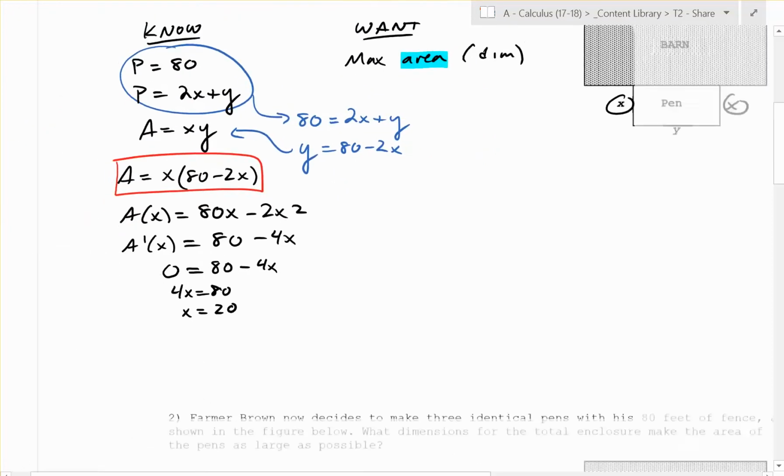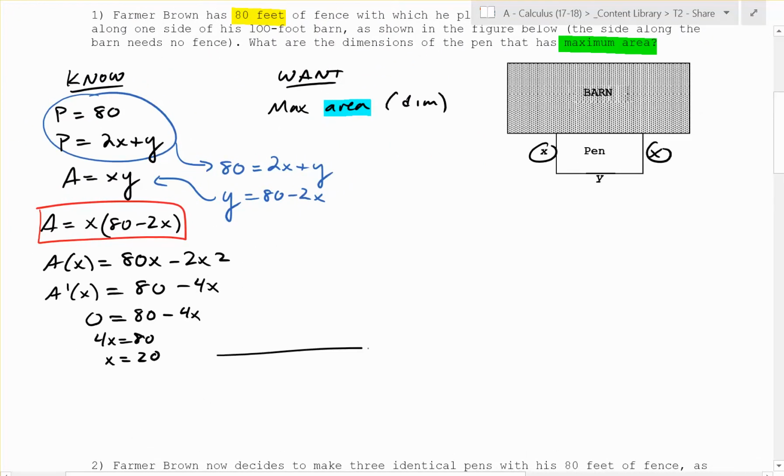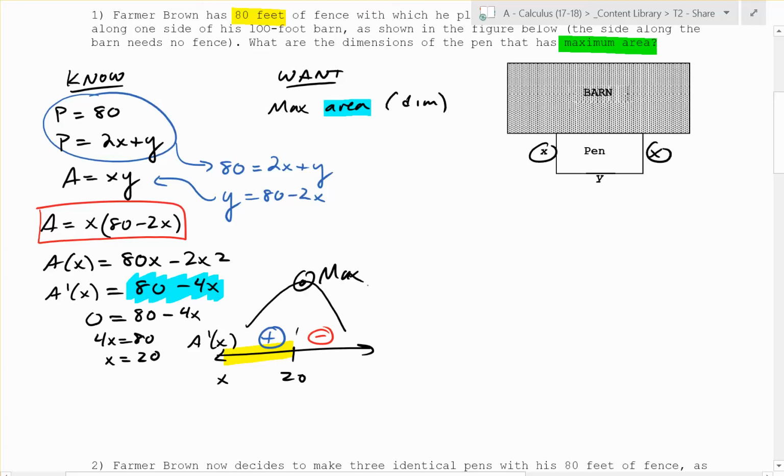We need a sign diagram to show that that's a maximum, and we do that as follows. We have 20 at x, and A prime of x, our derivative, that's nice, is 80 minus 4x. So let's plug in a number to the left here. Plug in 10, and you end up with it being positive. Plug in 30 over on the other side, and it's negative. So what's going on here? It's going up and then down, so it's going to be a max.